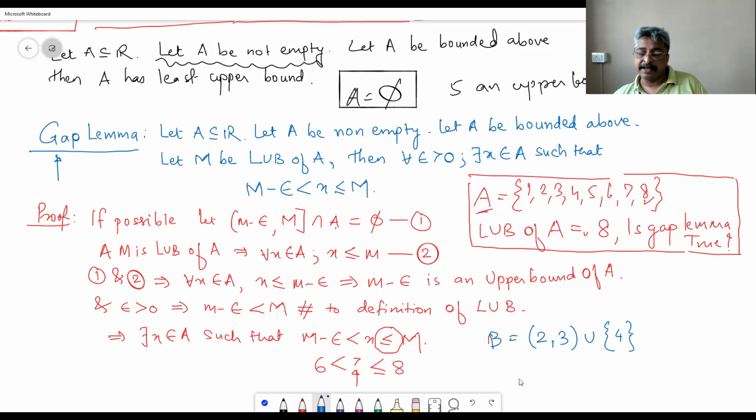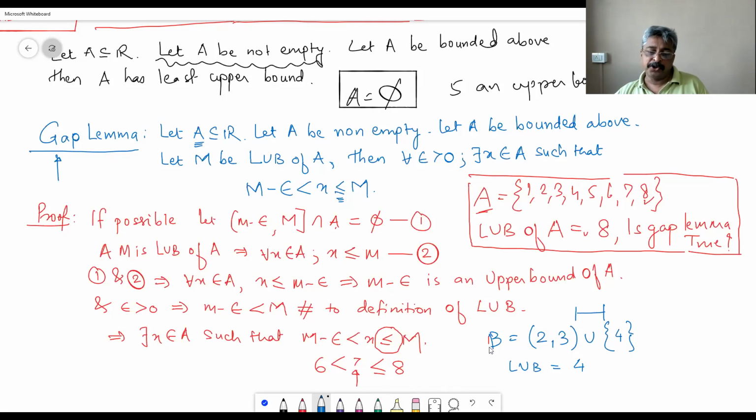What is LUB of this set? 4. Least upper bound. Is it part of the set? Yes. So is the gap lemma working here? Yes. Even if there is a gap between 3 and 4, still the gap lemma is working because the gap lemma says there are elements of A. And the equality over here means that if your LUB is a part of the set, then of course it is present.